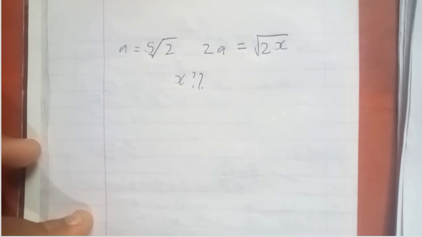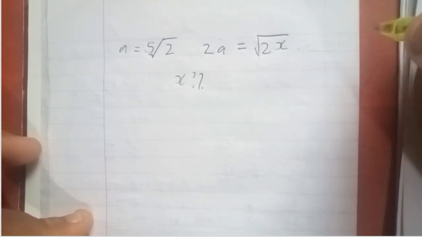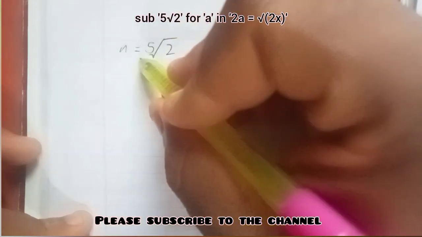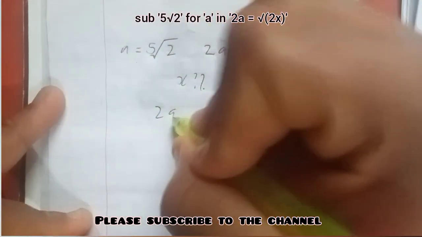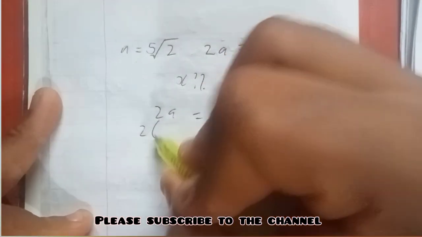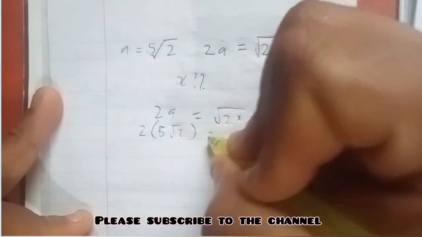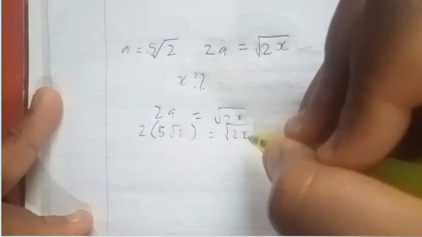Let's solve. a is equal to 5 root 2 and 2a is equal to the square root of 2x. Now substitute a into this expression. You have 2a is equal to the square root of 2x. That will be 2 times a, the 5 root 2. That will be 2 times 5 root 2 is equal to the square root of 2x.